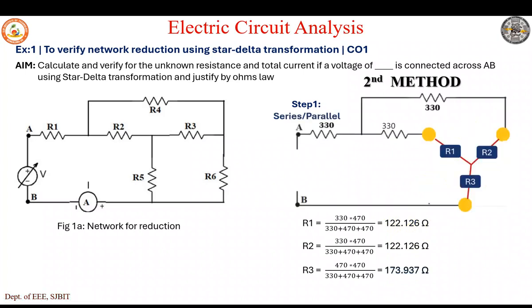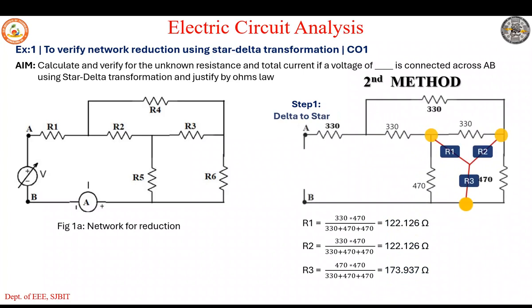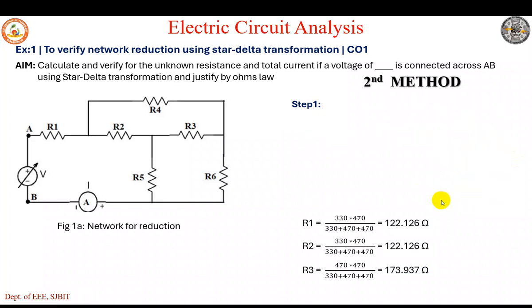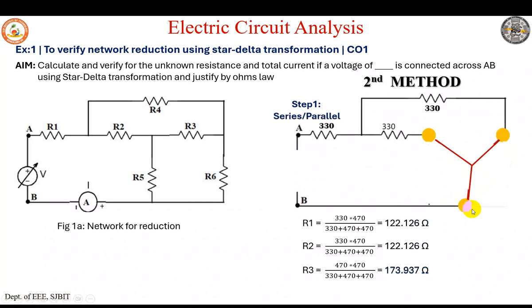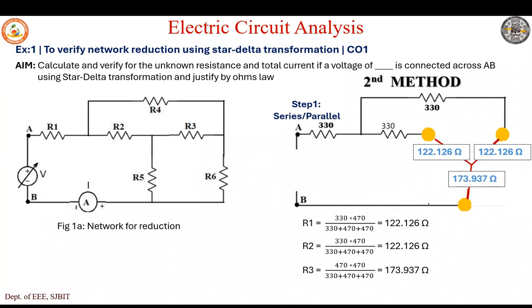Then remove all the known delta which you've got in terms of star, retain star, remove the delta element. Remove 330, 470 and 470. Retain these 3 star elements only with their respective values. This is very important: retain the values R1, R2 and R3 and do not swap them. So R1 was 122.126, R2 was 122.126, R3 was 173.937. Retain them respectively.